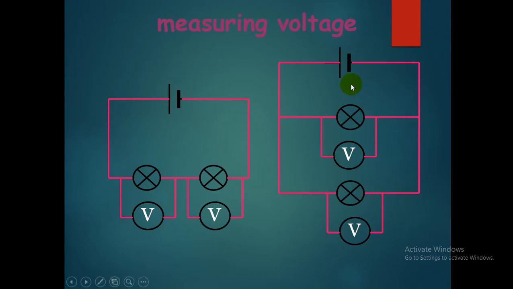Here is what happened. As I said, in the parallel circuit, the voltages are the same. Whatever the battery voltage is, that voltage is available across the two bulbs. Even though you keep one voltmeter across two bulbs, you can measure the same value as the battery. For example, in this case, the battery is supplying 10 volts. Then the voltage across this bulb is also 10 volts, and the voltage across this bulb is also 10 volts.